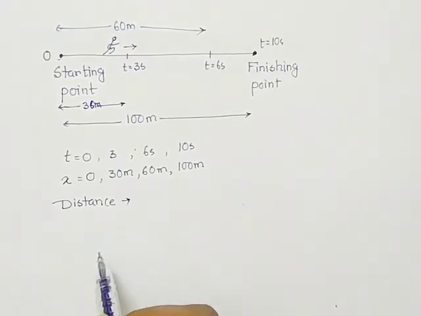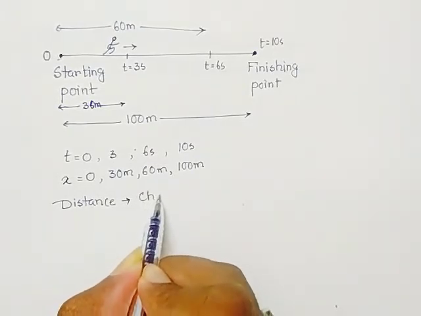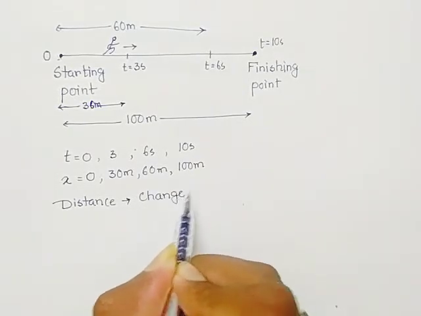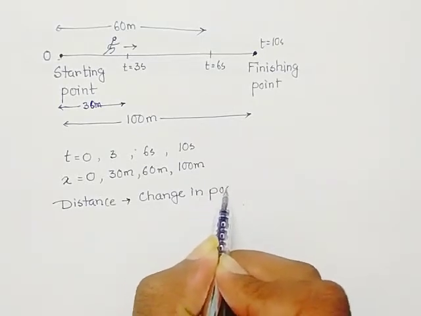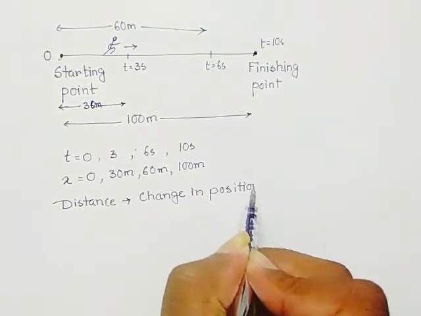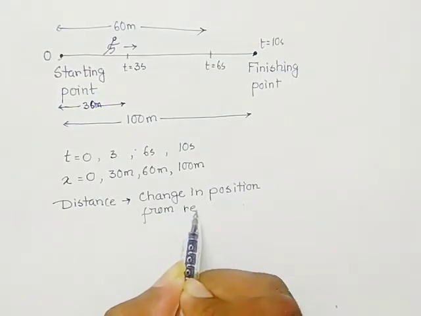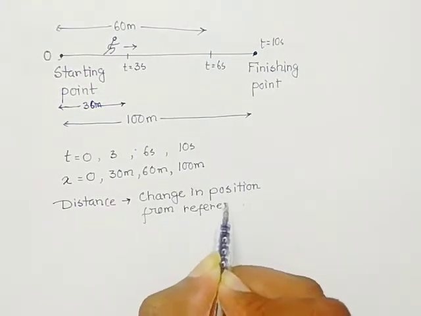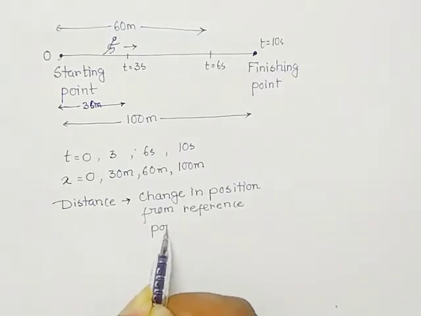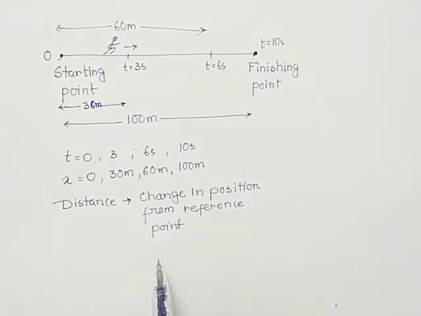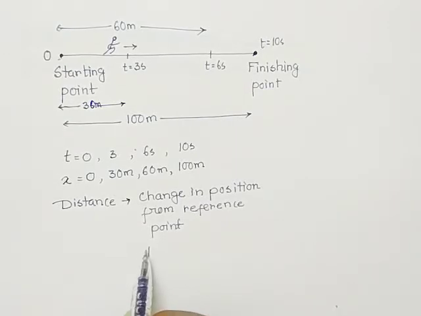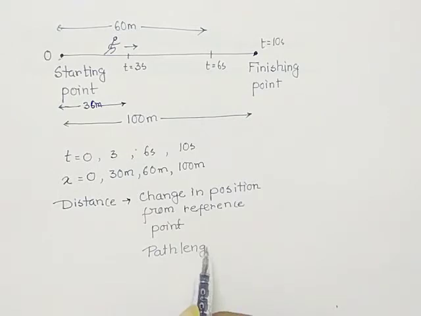So a dynamical quantity is defined from here, that is distance. It basically denotes the change in position from the reference point. In better words, it is called path length. It basically refers to the path length at different instants.